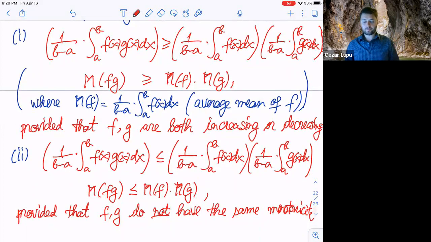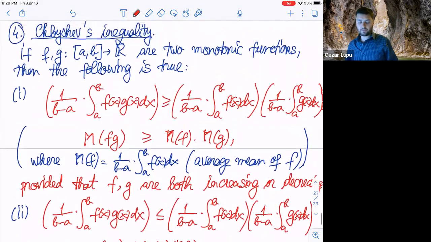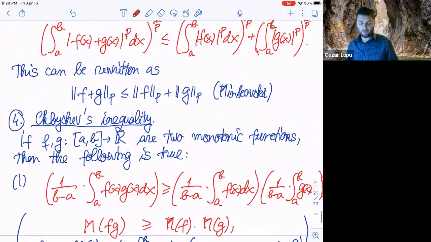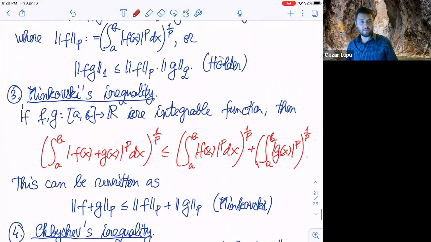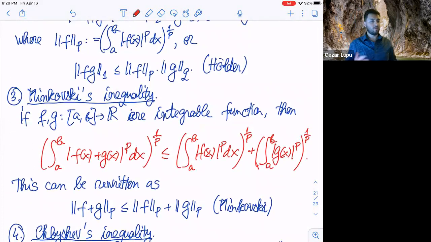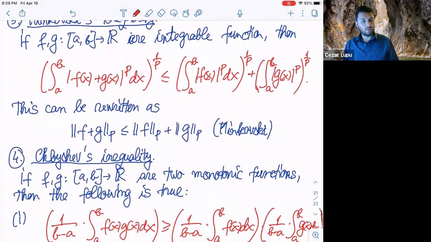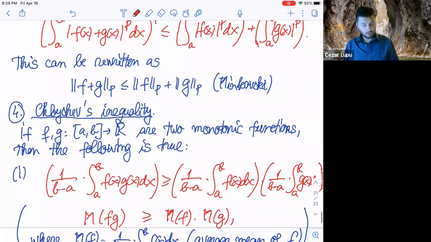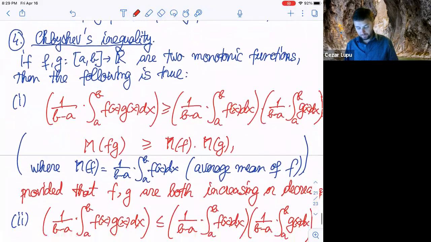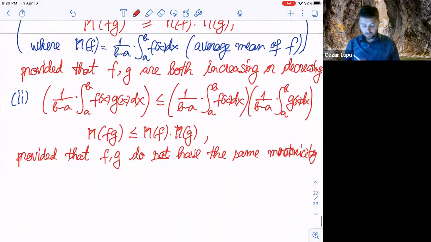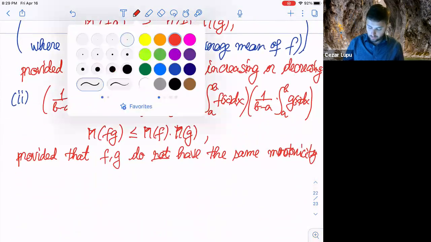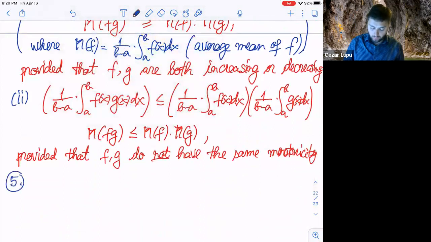And now, you see, so far we have done inequalities, the first three, which involve integrability. Now the fourth one, Chebyshev, involves monotonicity. We have monotonic functions here. And now the fifth one and the sixth one will involve convexity.